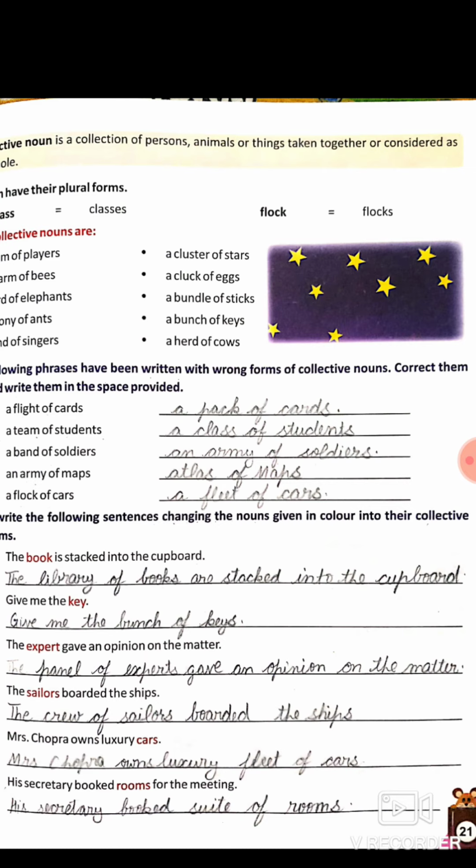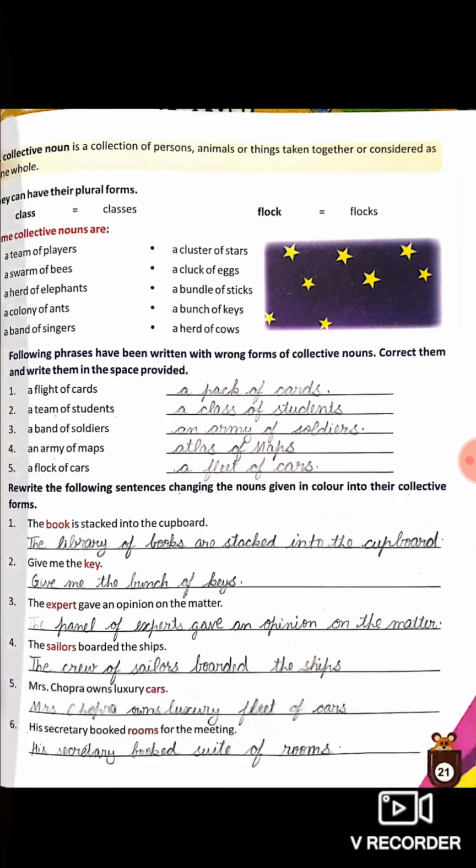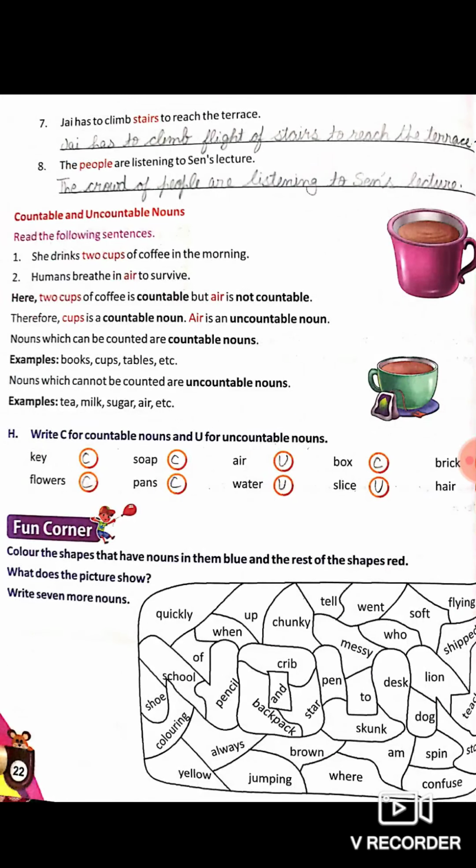Mrs. Chopra owned luxury cars. So a group of cars is called a fleet. Mrs. Chopra owns a luxury fleet of cars. His secretary booked rooms for the meeting. His secretary booked a suite of rooms. The rest of the sentences you will do in the same manner.